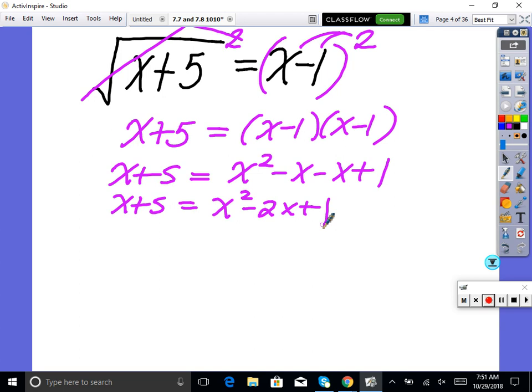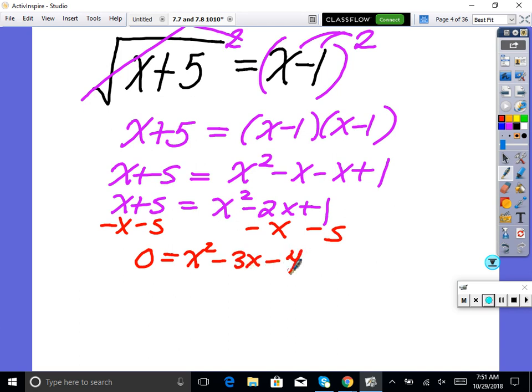How do we solve quadratics? We have to get it set equal to 0, correct? And then we solve by factoring. So we have a quadratic now. So here we go. Subtract x, subtract 5. So we have 0 is equal to x squared minus 3x minus 4.